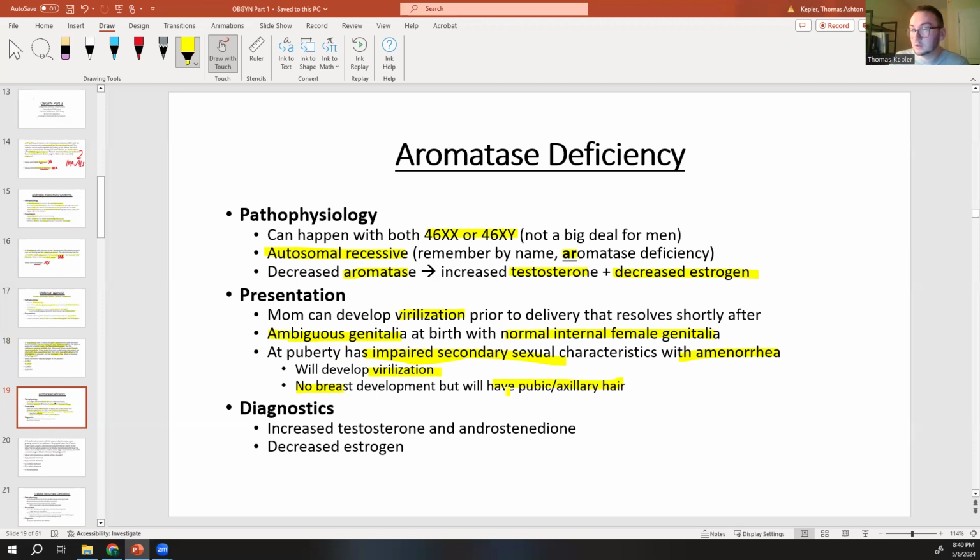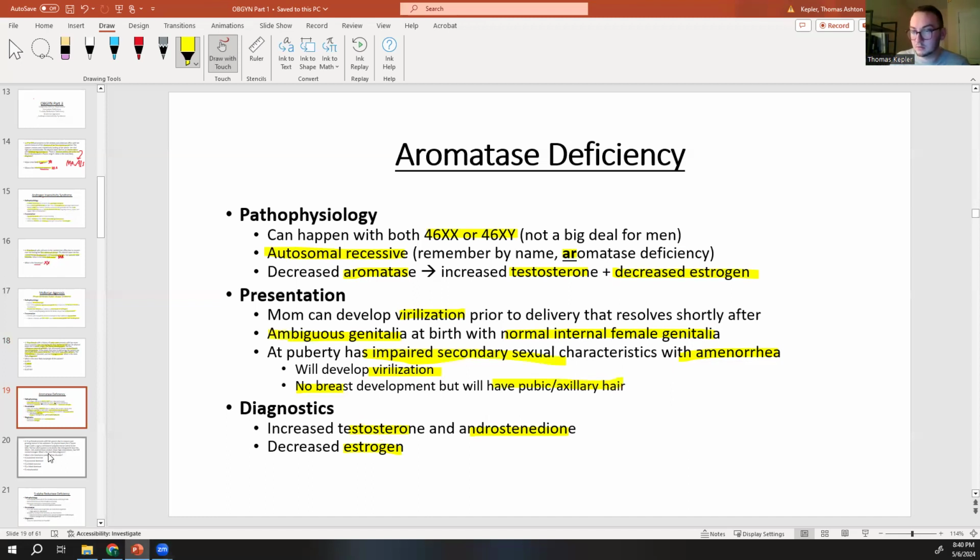So diagnostic-wise, you're looking for increased testosterone and androstenedione and decreased estrogen. So that's aromatase deficiency, a little more nuanced in approach. However, ambiguous genitalia at birth, normal internal female genitalia, and these patients are generally females that are affected, right? They're generally females that are being affected. So they are females, it's just they develop virilization, ambiguous external genitalia, excess testosterone.